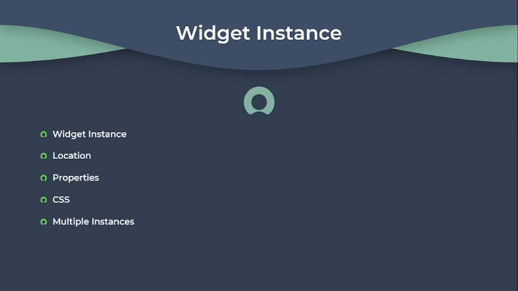Then widget instance. When you add a widget to a page using the service portal designer, it creates a widget instance. A widget instance is a reference to the widget that contains a location, properties, and CSS specific to that instance. Adding the same widget multiple times to the same page creates multiple instances. All widget instances point to a widget. If you make changes in that specific widget, all of the widget instances receive those changes as well. You can also make changes especially to a widget instance, and only the widget instance will be affected.